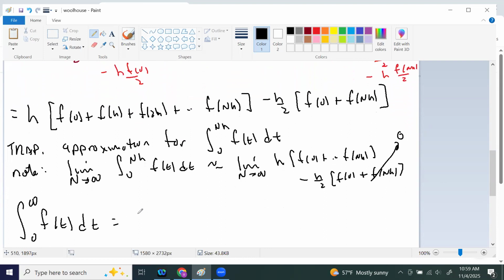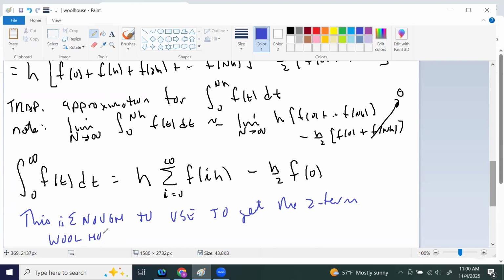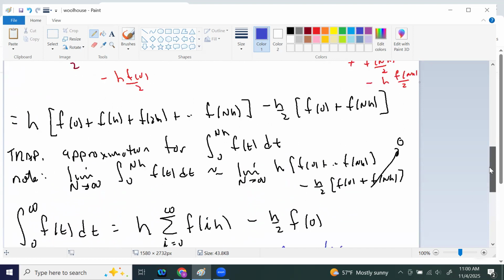Now notice this is going to be the sum from, let's say, i equals 0 to infinity of f of ih minus h over 2 function evaluated at 0, and that goes to 0. And again, this would be enough to get the two-term Woolhouse if we wanted to stop there. This is enough to use to get the two-term Woolhouse approximation. But we want to go to the three-term, so we aren't going to stop there. So we want to go ahead and add on correction terms.